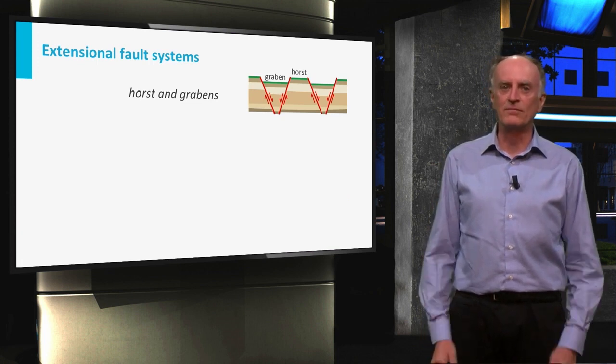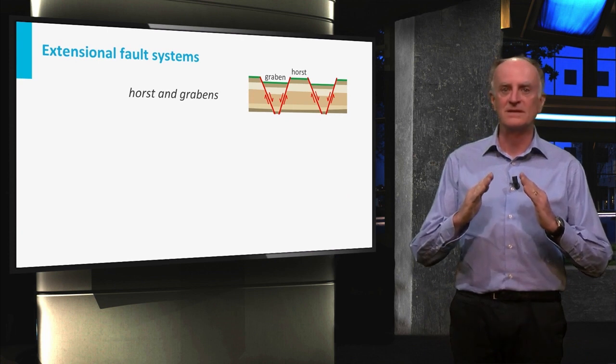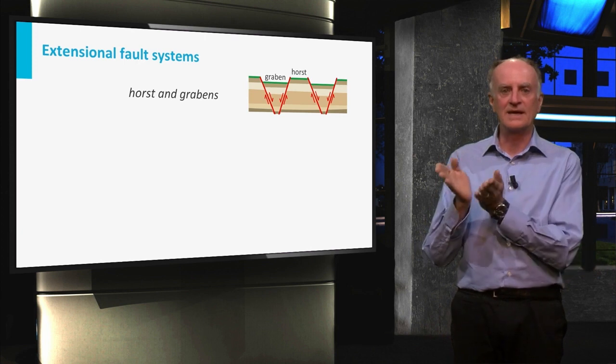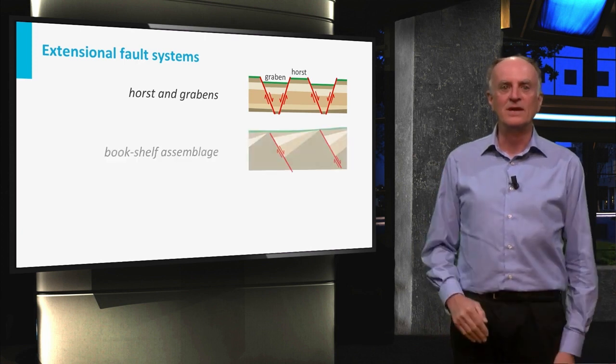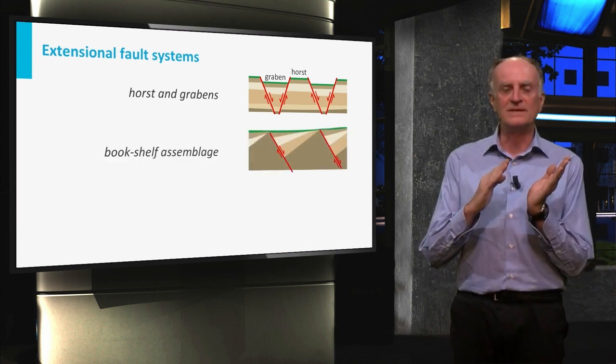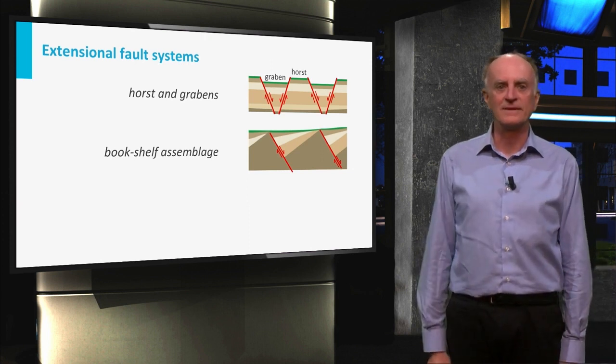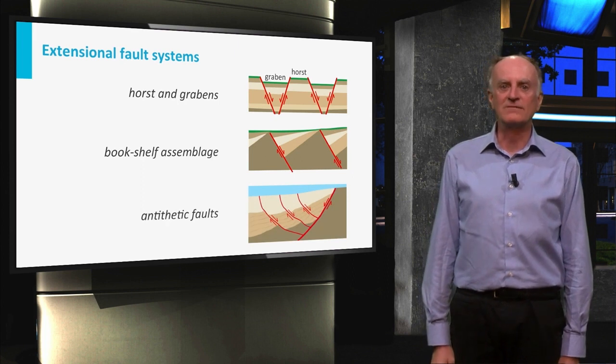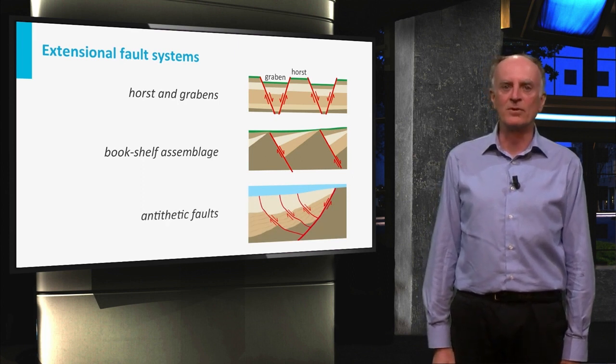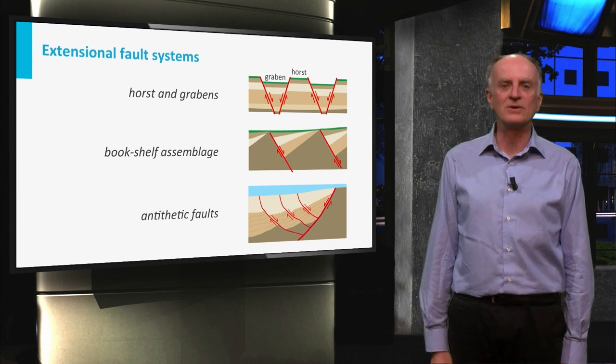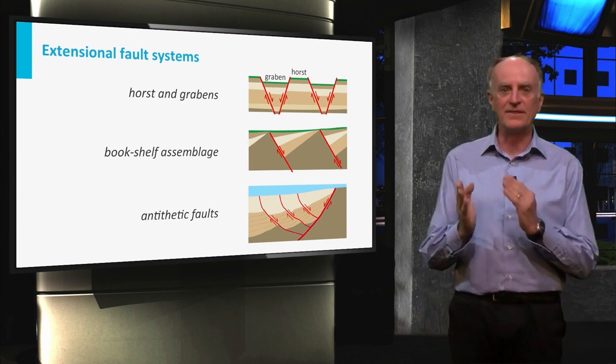Normal faults often appear in pairs with opposing dips, forming a systematic angle of 60 degrees, defining horsts and grabens. Alternatively, normal faults can have all the same dip direction and form a so-called bookshelf assemblage. In the third variation, faults develop on the hanging wall of a fault block gliding downwards along a major listric fault. These are called antithetic faults.